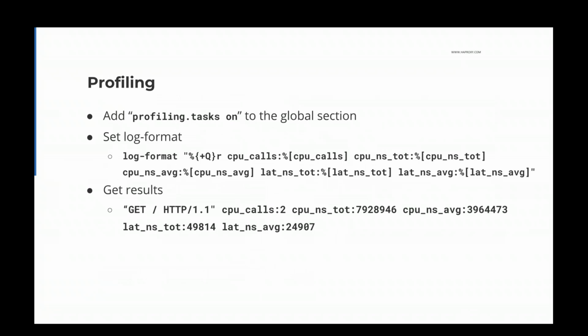If you're using HAProxy 1.9, it adds profiling support, which you generally don't want to have enabled all the time because it will add additional load recording all this information. But to the global section, you can add profiling.tasks on to start profiling. And then you can add additional fields to the log format, which have information like CPU calls, the total number of nanoseconds that was spent in CPU time for the request, the number of nanoseconds that it took for the complete request processing, that type of thing.